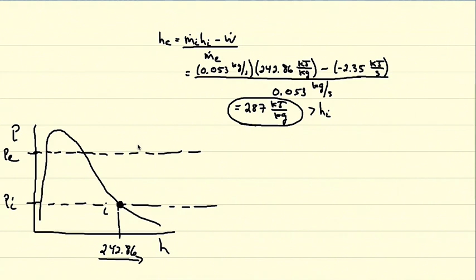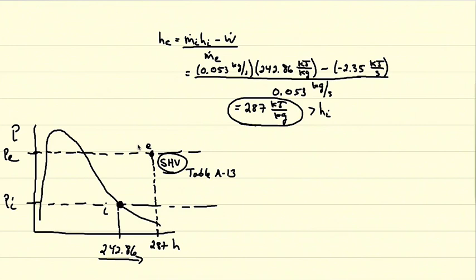And so I can simply say, well, maybe this here is where 287 is, right? And so then that means that I am up here. My exit state is where these two lines intersect. So my exit state is here, which is, of course, squarely in the superheated vapor region, which means to find my exit state conditions, I have to go to table A13 for R134a. Okay, so let's go to table A13.